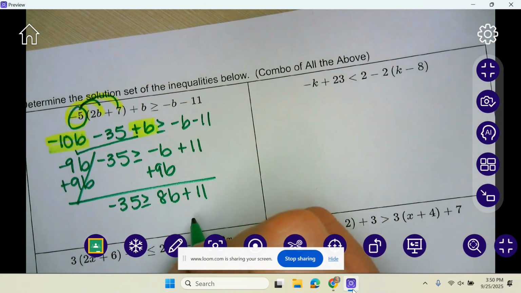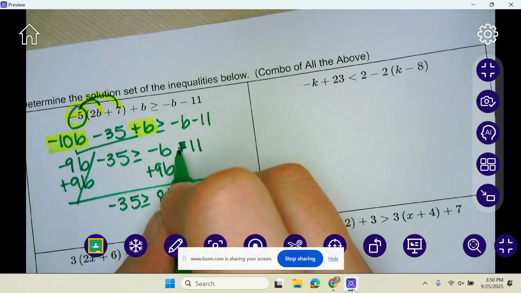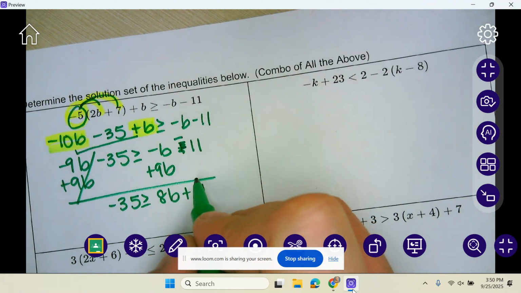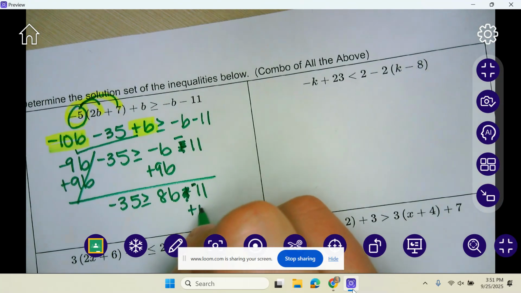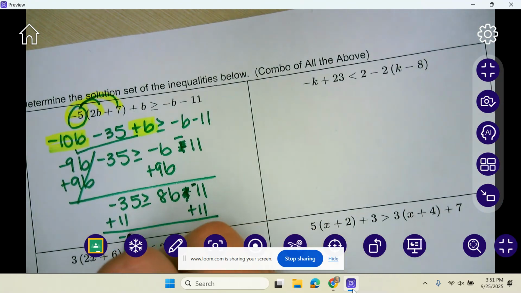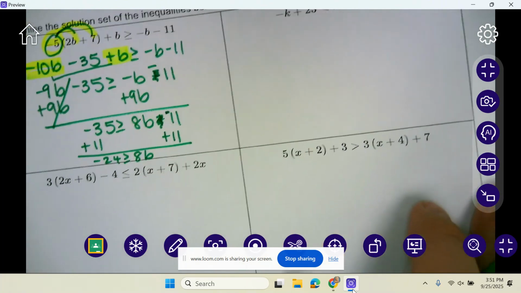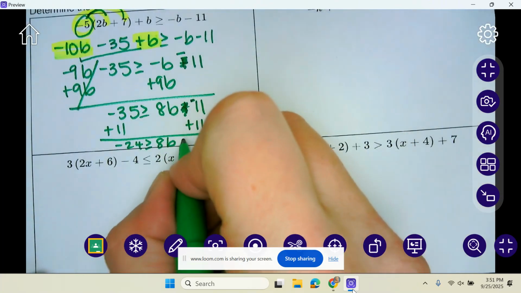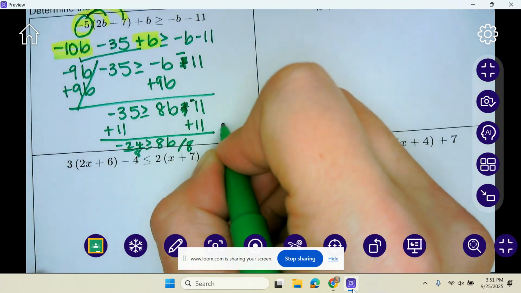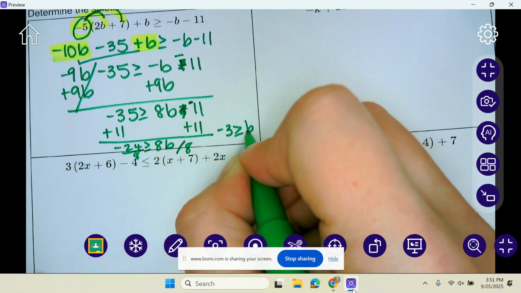subtract something. Oh, sorry. This is minus. This should say minus. Okay, so I'm going to add 11 on both sides. -24 is greater than or equal to 8b. Because the 8 is a positive number, we don't need to worry about flipping the variable. So divide both sides by 8, and you get -3 is greater than or equal to b.